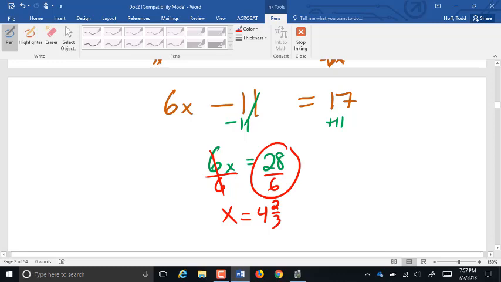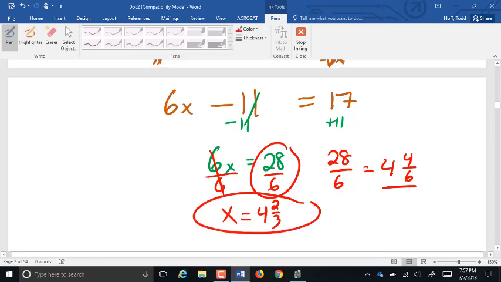How did I get 4 2/3? Well, this is 28 divided by 6. Notice that looks like a fraction. I can treat it like a fraction. 6 goes into 28 4 times with 4 left over. 4/6 reduces to 2/3. Any questions there?